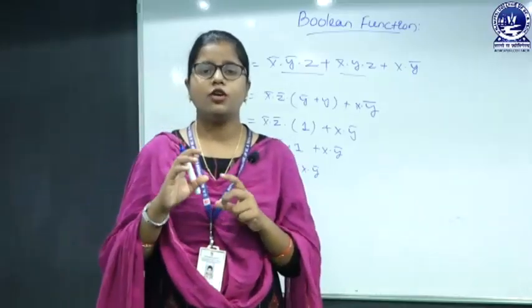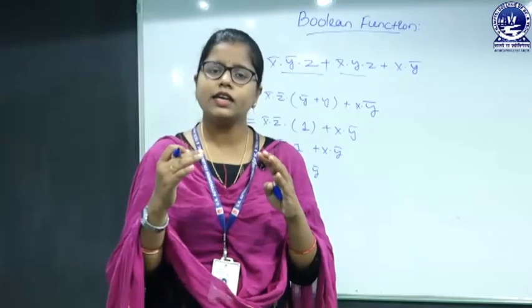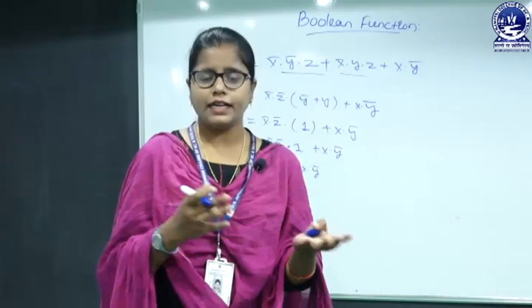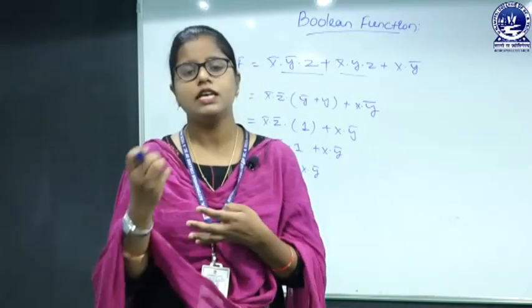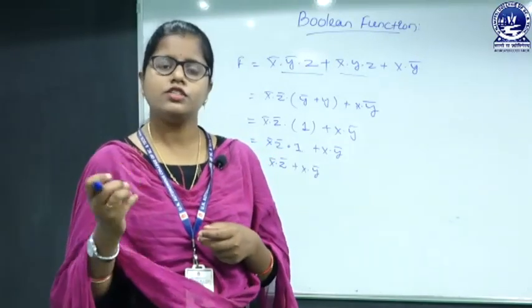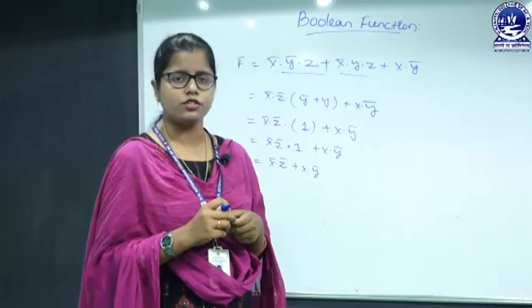So let's see what the different forms of a Boolean function are. How we can represent the Boolean function in terms of addition or in terms of multiplication. This is what is called the canonical forms of a Boolean function. So let's have a look at the canonical forms of a Boolean function.